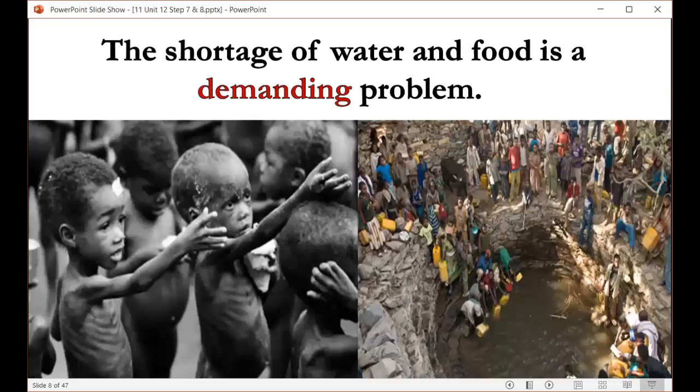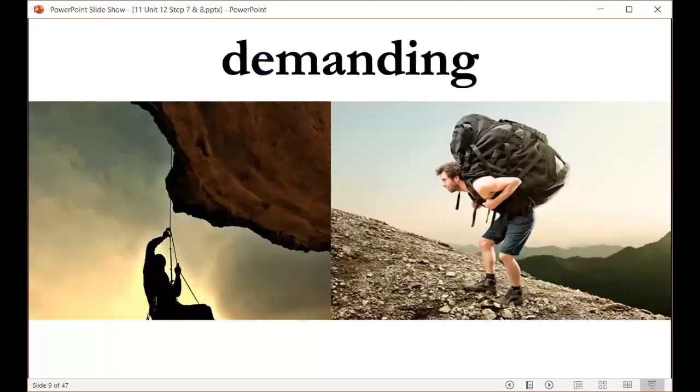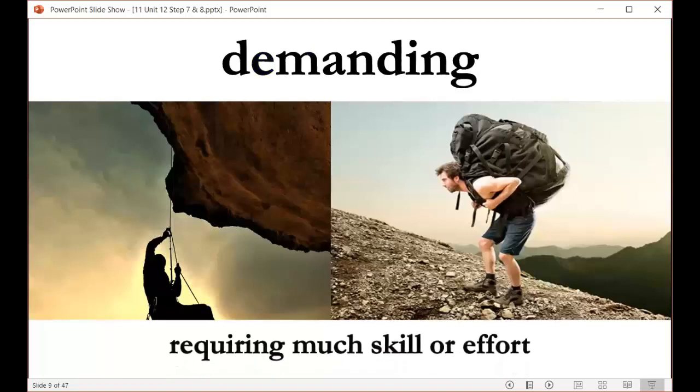The next word is demanding. We say that the shortage of water and food is a demanding problem. What's the meaning of demanding? Demanding means requiring much skill or effort. Yeah, demanding.